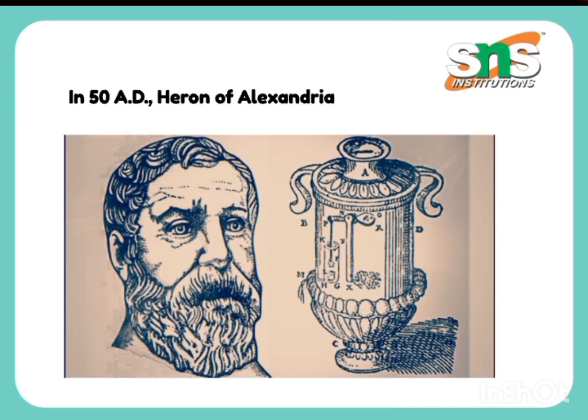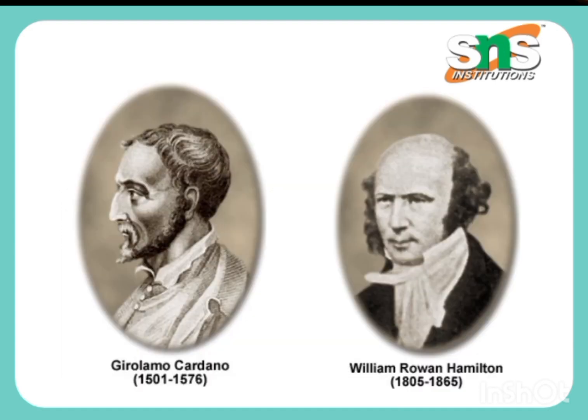In 50 AD, Heron of Alexandria was the first person to come up with the idea of using complex numbers. He was trying to find the volume of a section of a pyramid that involved the slant height of the pyramid. Certain values of the slant height produced the square root of a negative number, and he was not clear with these results. Soon he gave up.